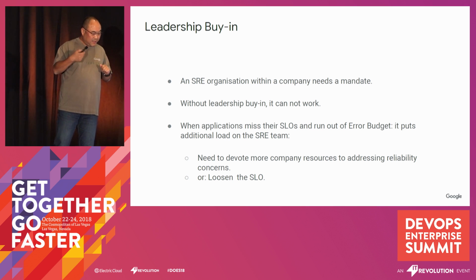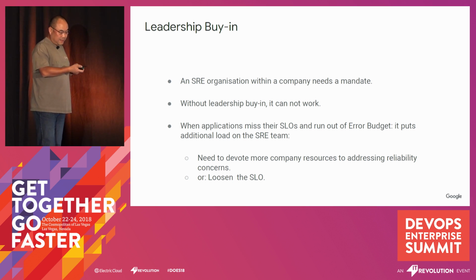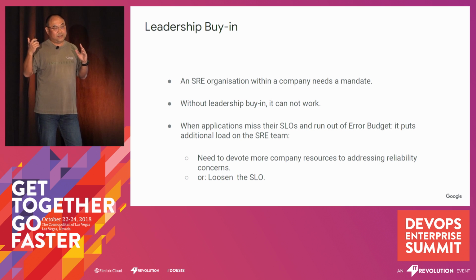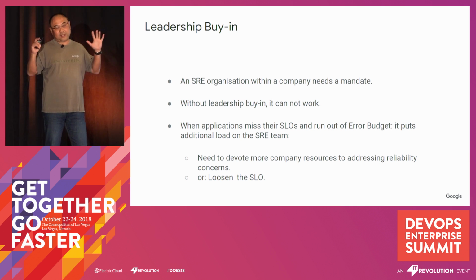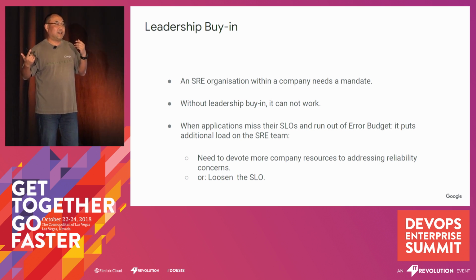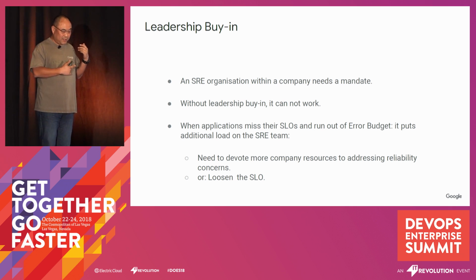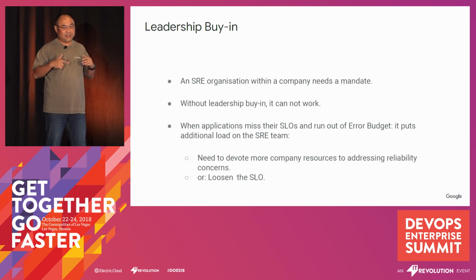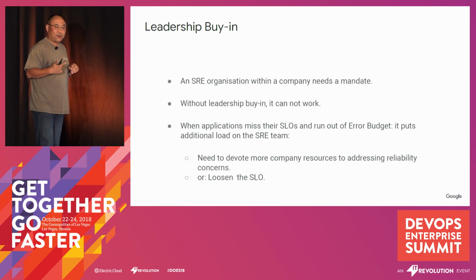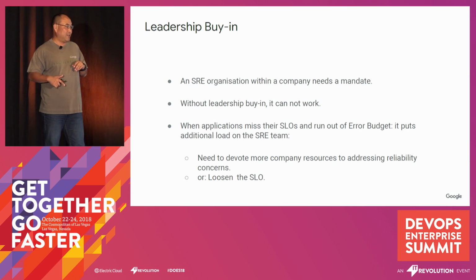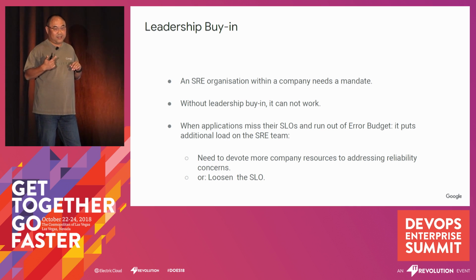Leadership buy-in, as I mentioned earlier. The last part, I provide one example of how the whole thing ties together. When we run out of the error budget, we tell the leadership of the feature development team that you have to put your developers on system reliability work. Or, because everything is the budget, everything is the math, you can loosen the SLO. Let's go from 4 nines to 3.5 nines, or 3 nines, or 2.5 nines.